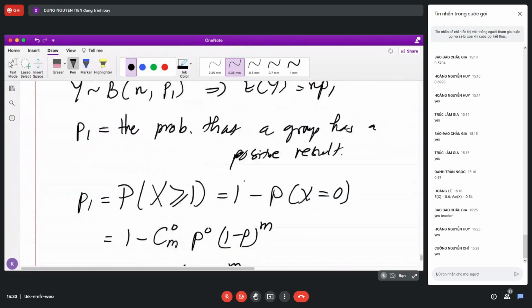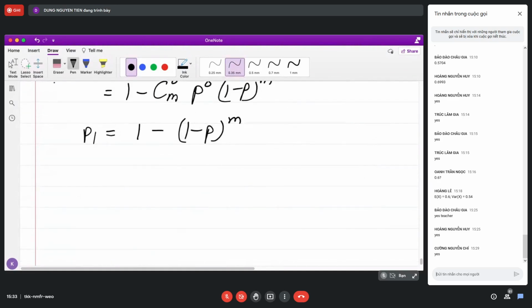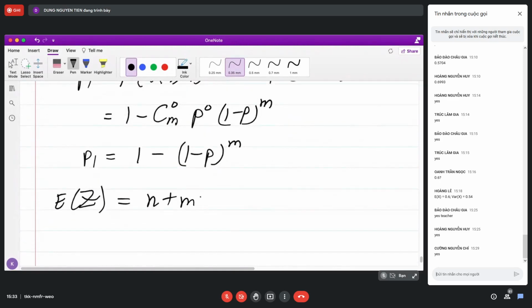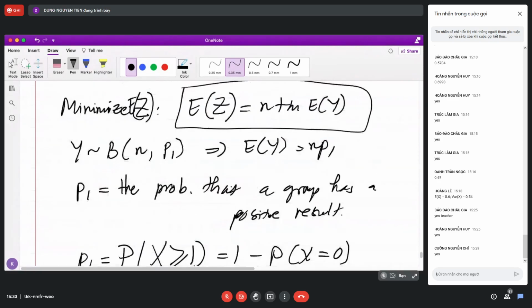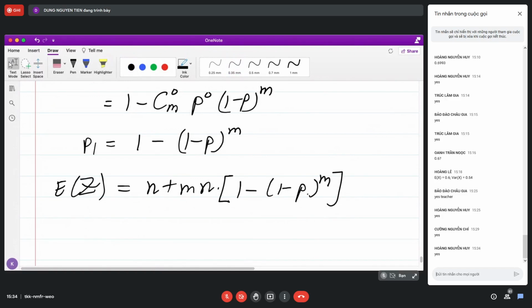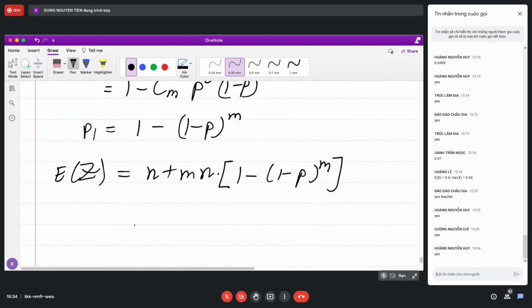Now I will plug everything back into this expression to get the mean of z. What is the mean of z? The mean of z is n plus m times the mean of y. The mean of y is n times p1. So you get n times p1. And p1 is this expression, 1 minus (1 minus p) to the m. Do you understand what I'm saying, everyone? Is that all clear? Okay.